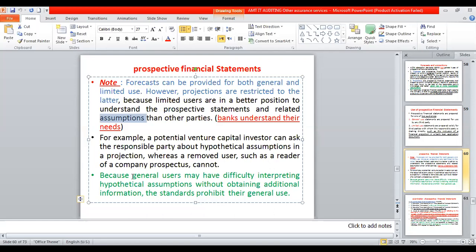Also, because general users may have difficulty in interpreting the hypothetical assumptions. Interested users or other stakeholders who are not professional may have difficulty interpreting or understanding the hypothetical assumptions the management made in the projected financial statements. So it's better to limit the use of the projected financial statements.